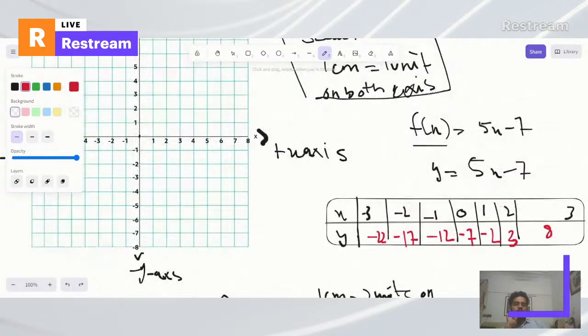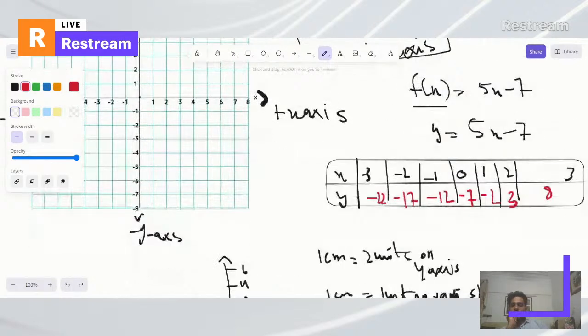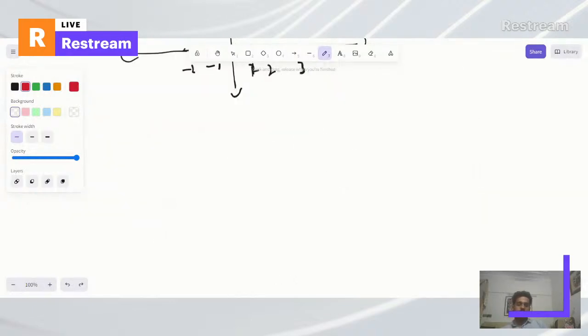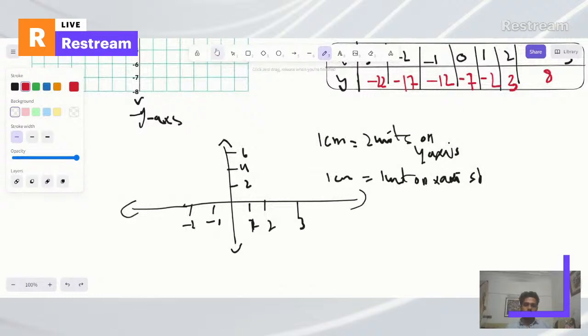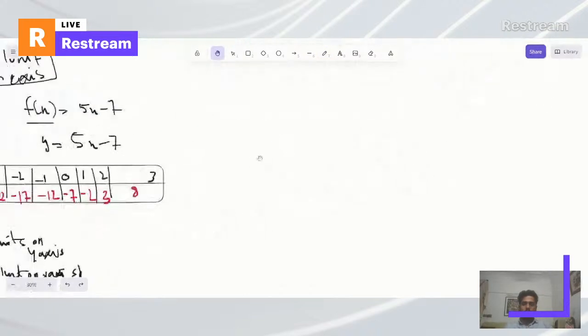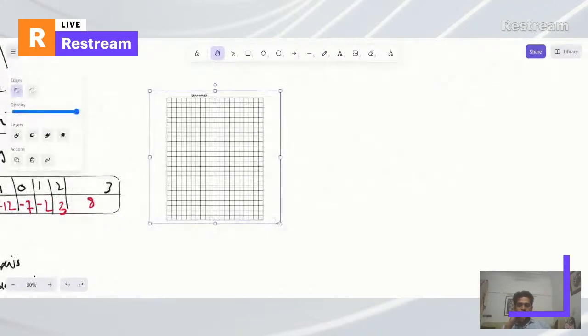Now we're going to have to plot this. But as you can see, my graph, I just copied it from the internet, so it's not really appropriate to this equation. So let me just find another one which could work. I'm going to take a blank one like this.